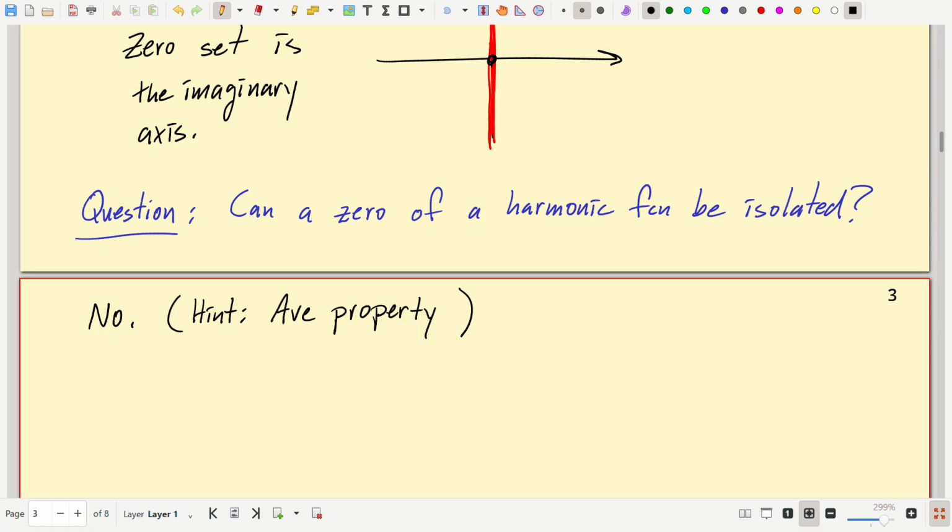If it had an isolated zero, then you'd do the averaging property on a little circle, and it's not zero on the little circle. And in fact, since that's the only zero, away from that circle, on the circle it would have to be either always positive or always negative. And so the average would be something strictly positive or something negative. So you got to think about it a little bit to come to that conclusion, but I'll show you how that works sometime soon. But I want you to think about it a little bit before I do.